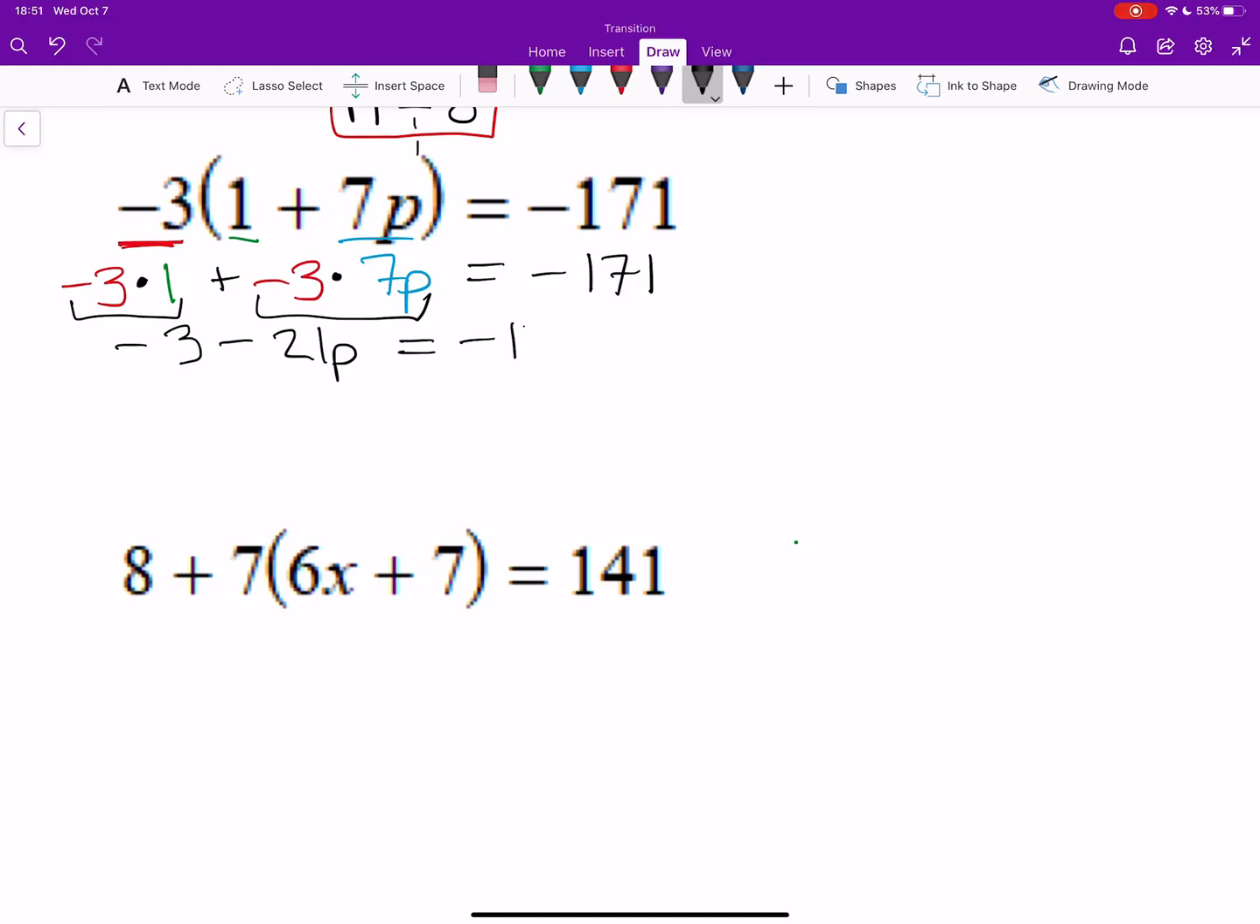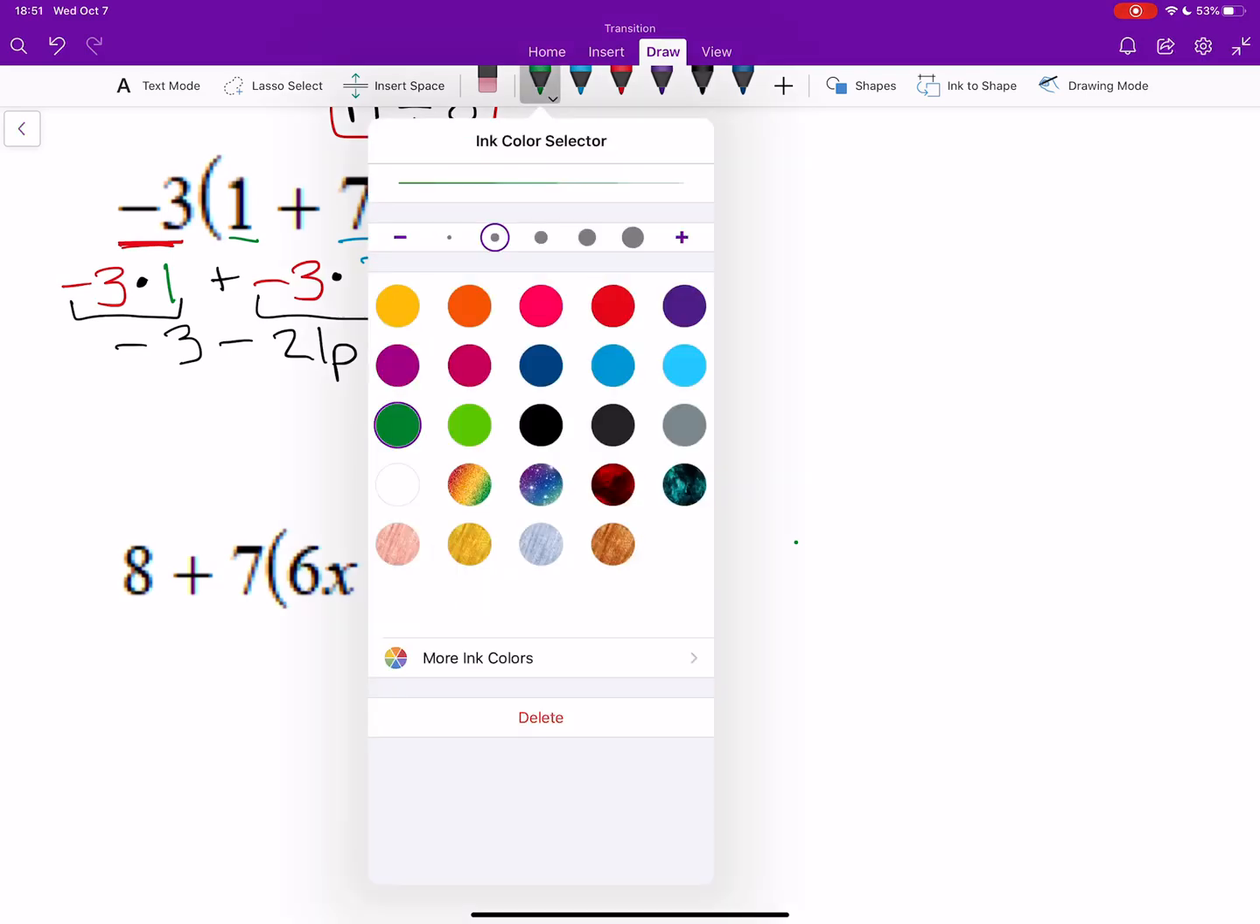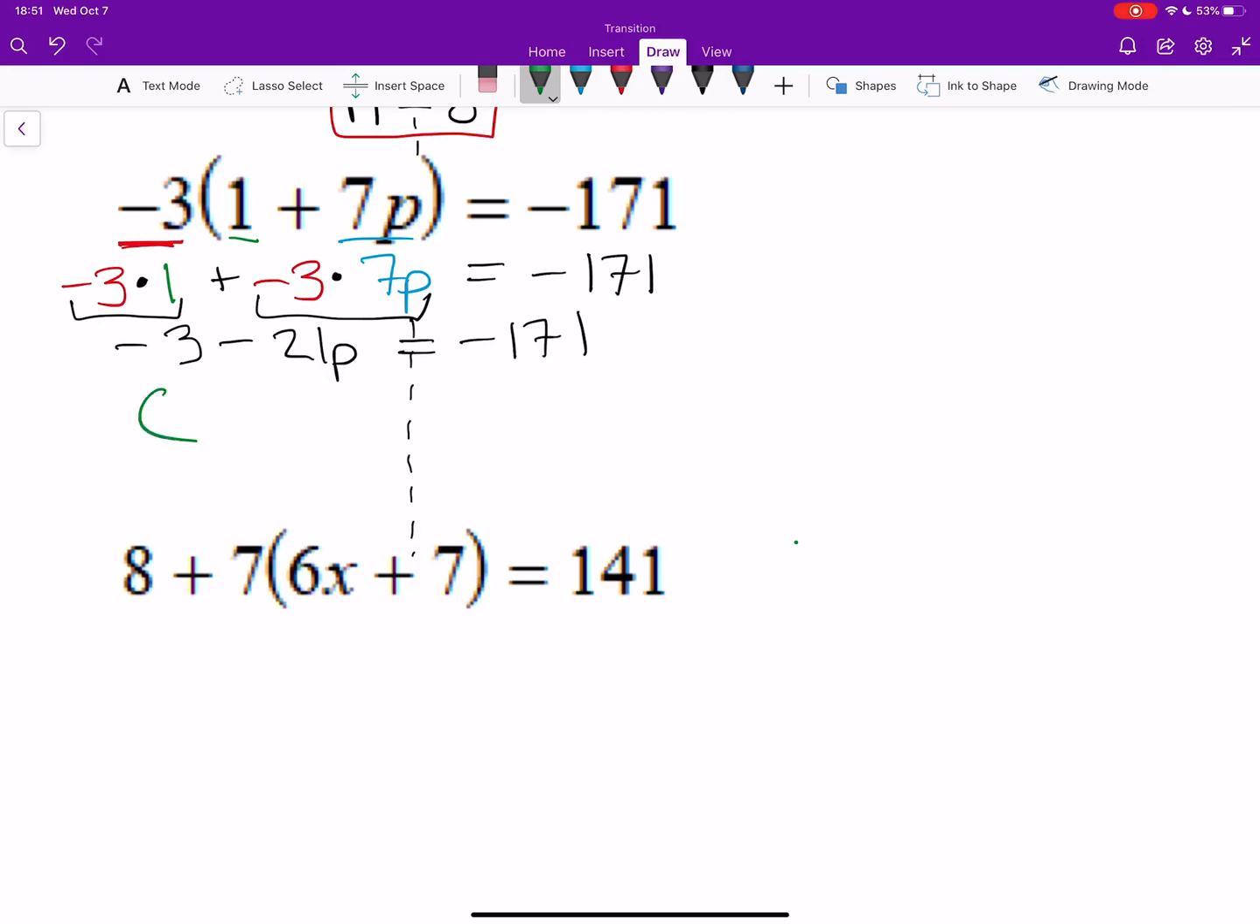Bring down my equal sign, negative 171. Again, now I check to see if there are like terms to combine on either side of the equal sign. There are not, so I can start using my inverse operations. Note, this time I have my constant first, and then my variable term next, but it's still going to be the same deal where I need to move the constant term first to the other side using inverse operations. I already see it's a negative 3, so the inverse would be to add 3 to both sides of my equation. These guys cancel out. I just bring that negative 21p straight down, bring down my equal sign, and on the right-hand side I need to do negative 171 plus 3, which is negative 168.